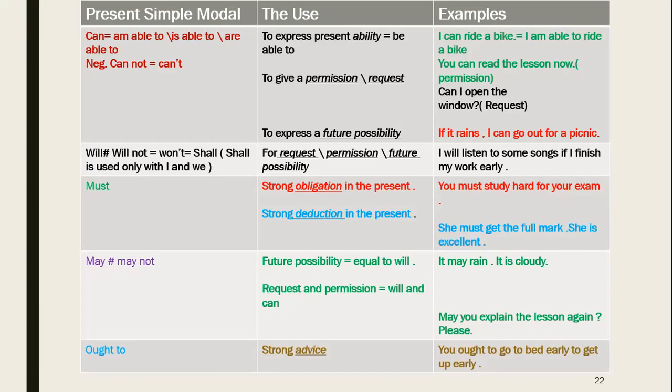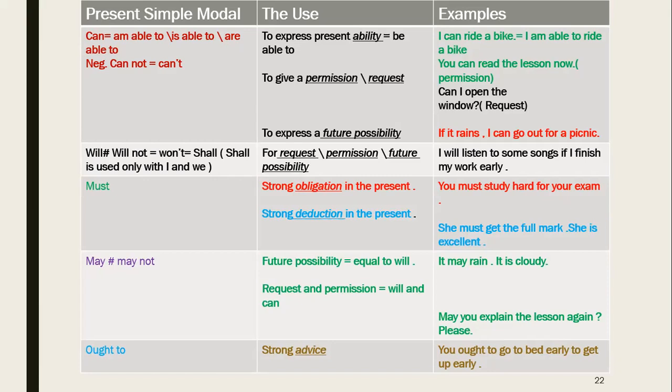Then we have ought to. Ought to has only one form, one shape. It doesn't have any past at all. This verb is followed by to, and then an infinitive form. Ought to is used to give a strong advice. It is stronger than should, but at the same time, it is less strong than must.